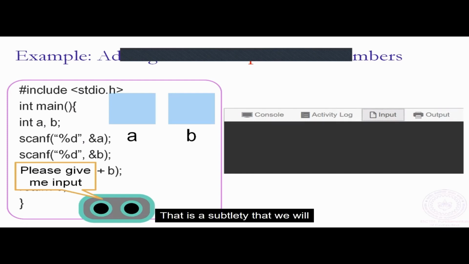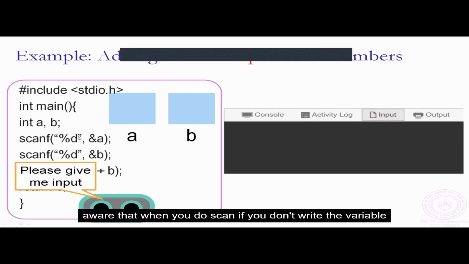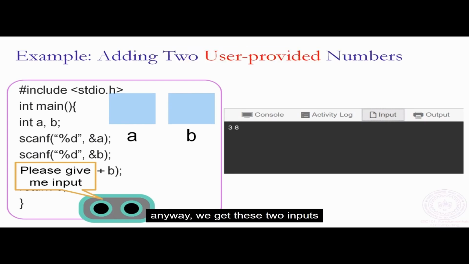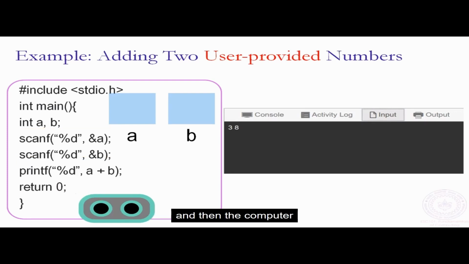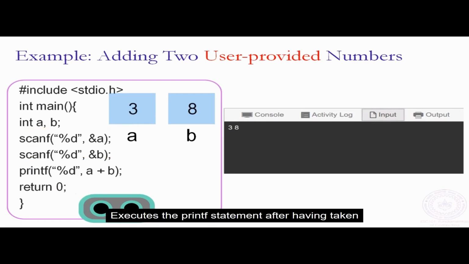That is a subtlety that we will discuss a few weeks later in this course. But for now, just be aware that when you do scanf, you don't write the variable name by itself, you write it with an ampersand. Just use that as a mental placeholder. When we start talking about pointers and addressing, then this will all become clear. But anyway, we get these two inputs, and then the computer executes the printf statement after having taken these two inputs, and it prints the output. That's great. This is exactly what we wanted.